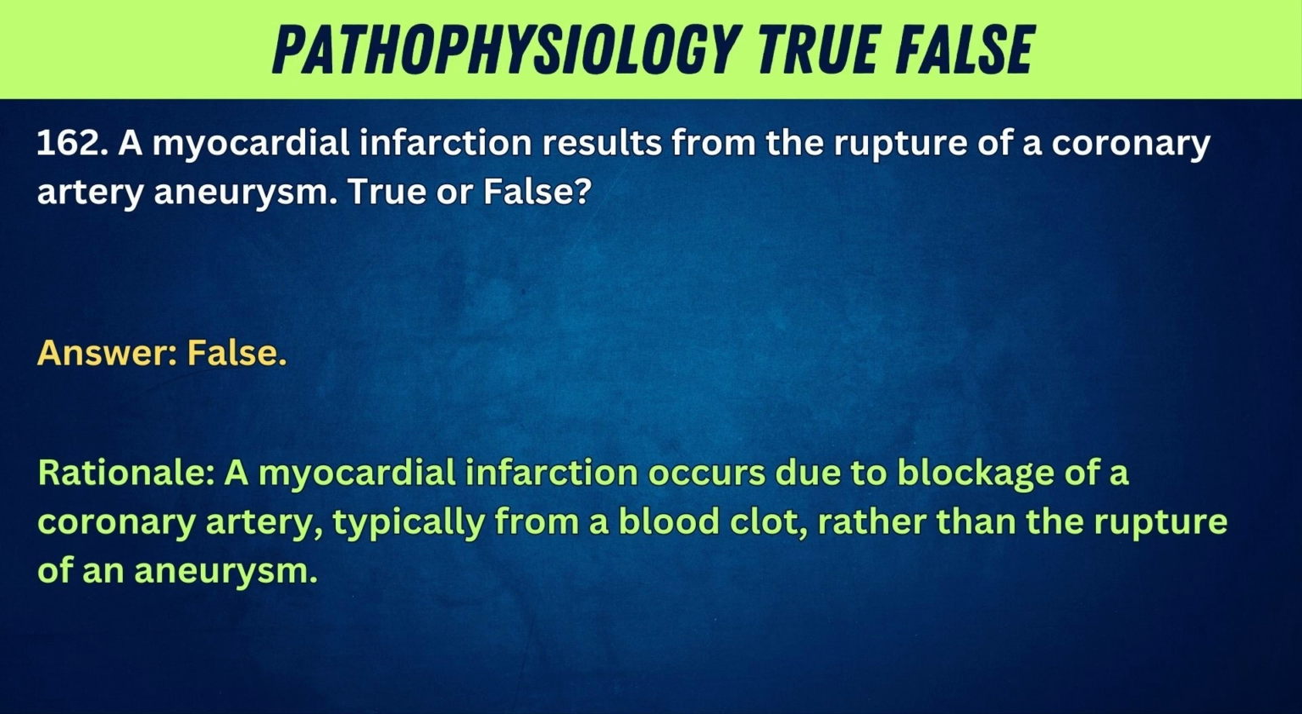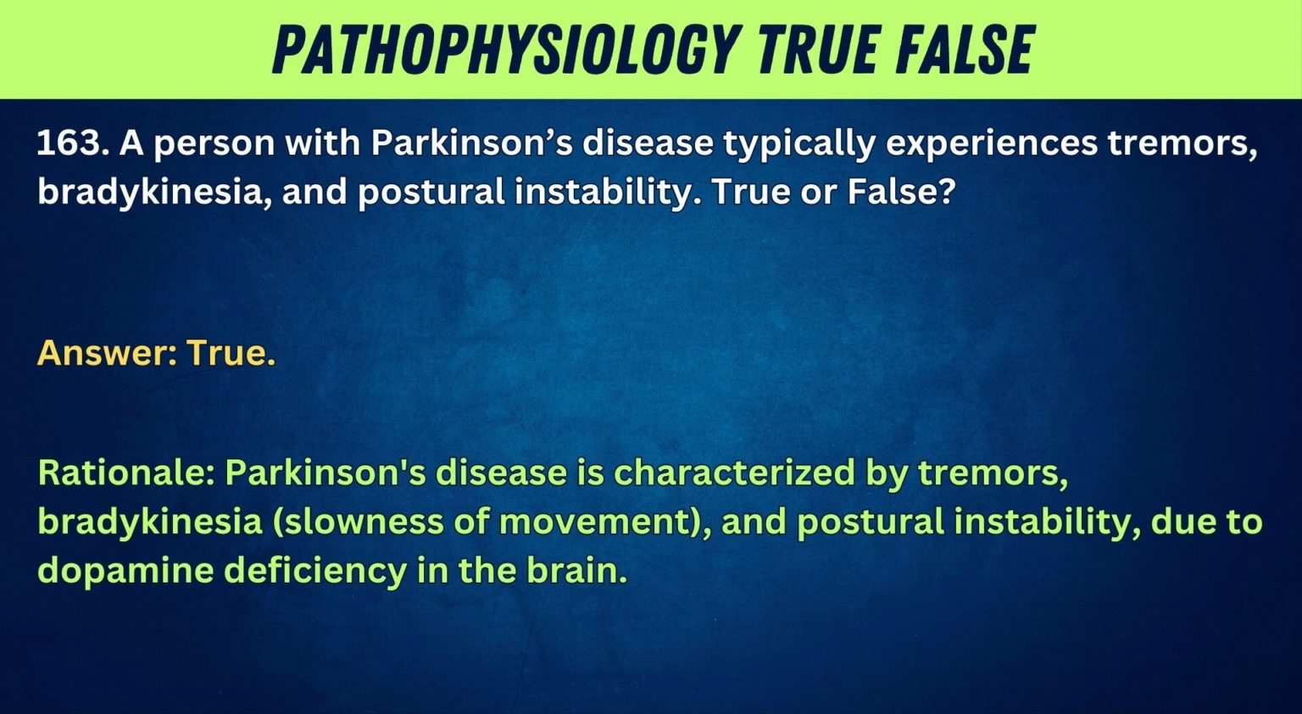True or false? Answer: false. Rationale: a myocardial infarction occurs due to blockage of a coronary artery, typically from a blood clot, rather than the rupture of an aneurysm. 163.